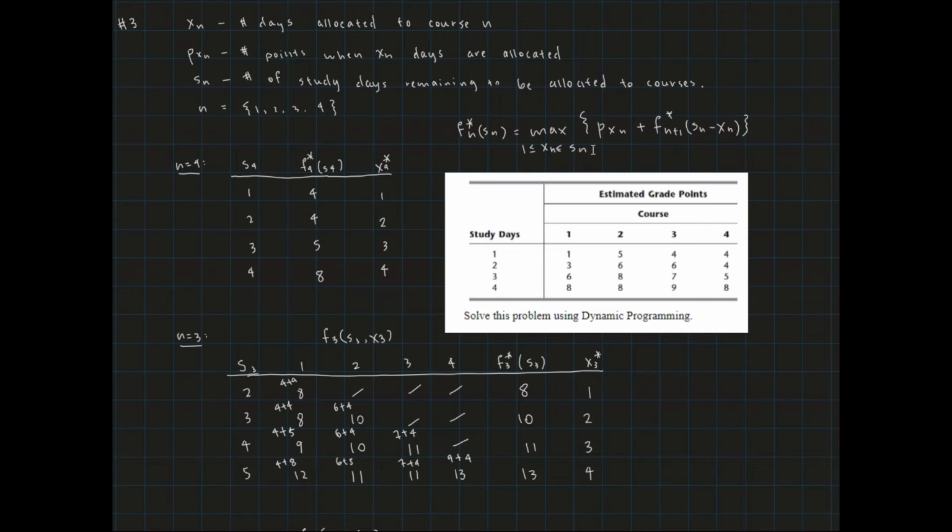And then Sn is the upper bound at each stage for xn. So we take the point value associated when xn days are allocated to stage n, and then we add on top of that the next stage's optimal value, and we use Sn minus xn in here to be equal to Sn plus 1, because Sn minus xn gives us exactly how many resources or days we have left over to allocate at stage n plus 1. And we're going to touch on that later, and this is going to make a lot more sense when we actually plug numbers in for each stage.